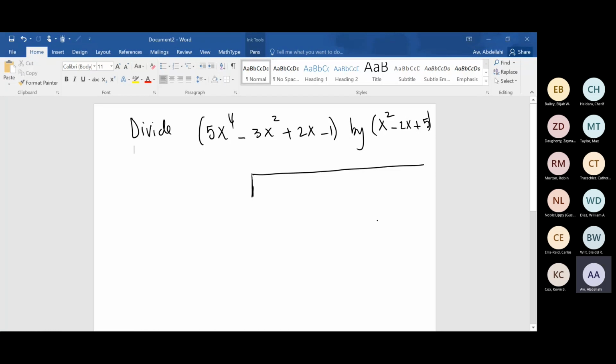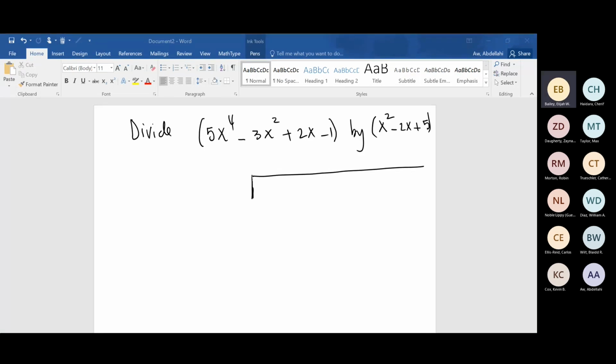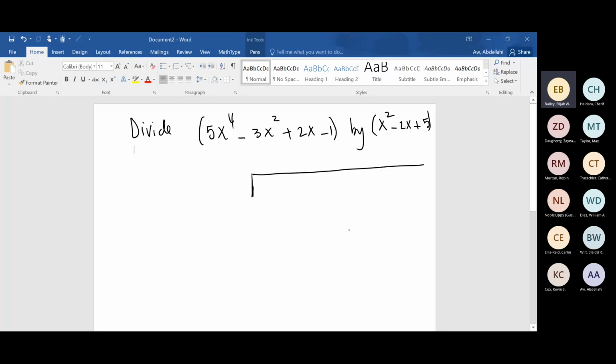All right, so okay, can somebody tell me how they're going to write the dividend? Go ahead, please. So you take x squared minus 2x plus 5 and put it on the outside, and then take 5x to the fourth minus 3x squared plus 2x minus 1 on the inside.